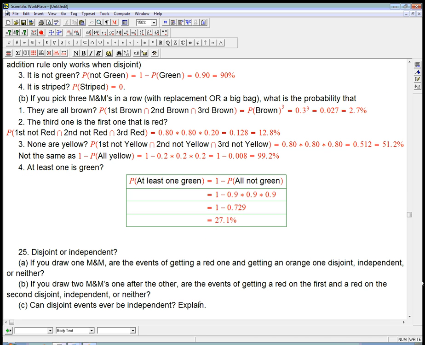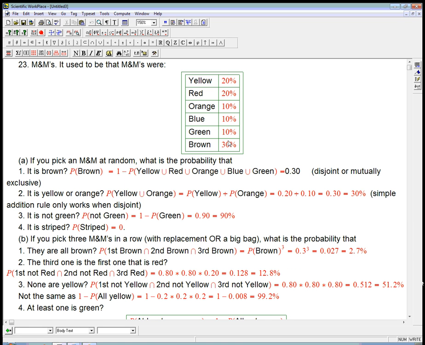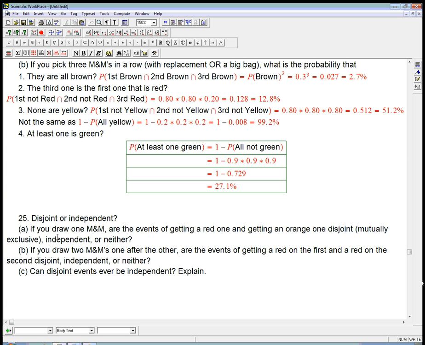Now, a couple problems later, they try to get us clarified on some of the things that I've already mentioned here. Disjoint, independent, what's the similarities, what's the differences? They ask, if you draw one M&M, just one, are the events of getting a red one and getting an orange one disjoint, independent, or neither? We've actually used this, very importantly. We used the fact that it was disjoint, or in other words, another name for that I often say, in a lot of books, mutually exclusive. If you get a red one, it can't simultaneously be orange, and vice versa. That's why these probabilities, these percentages, had to add up to 100%, because there's no overlap. Okay, so we can say no overlap in terms of the Venn diagram.